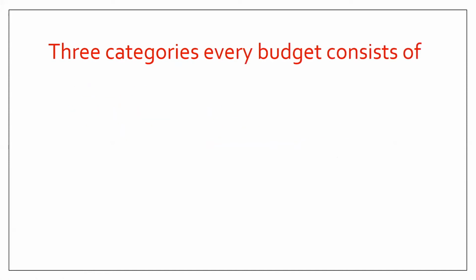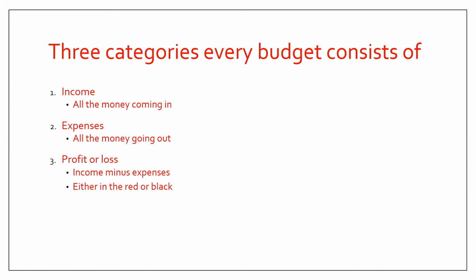The three categories every budget consists of: you have income, which is all of your money coming in. These are your paychecks, maybe your tips, interest, and if grandma sends you $100 for your birthday, that is all income. Expenses, which is all your money going out. These are your bills. It's rent or mortgage, car insurance, car payments, gas, groceries. And the third category is profit or loss, which is simply all of your income minus all of your expenses.